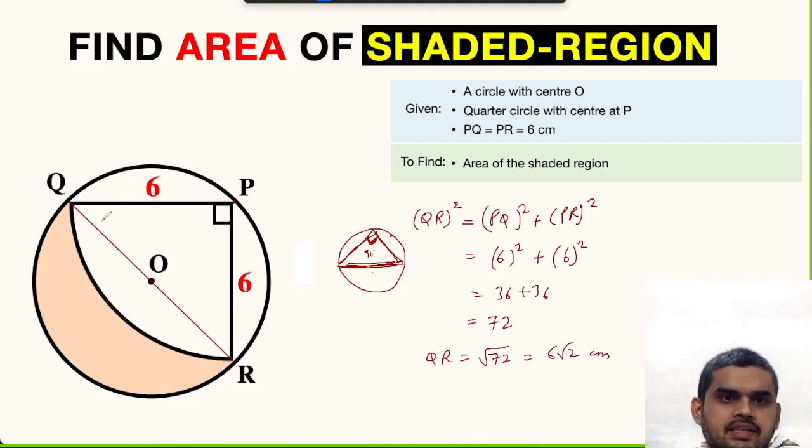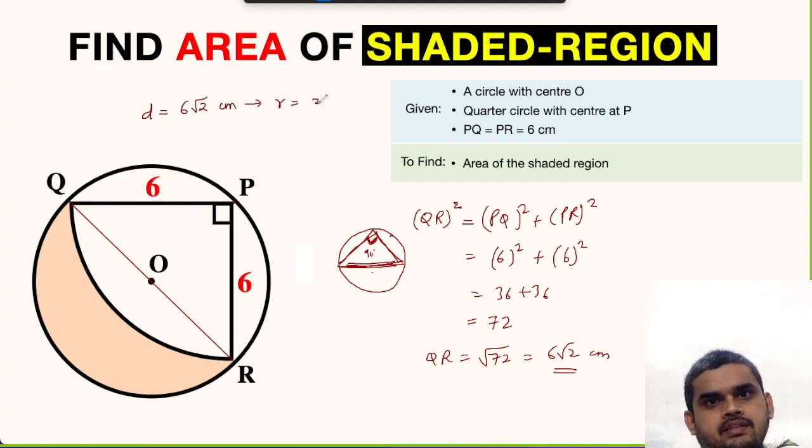So we have found the diameter of this circle, that is 6 root 2 centimeter. Let us write here: diameter of the circle is 6 root 2 centimeter. So the radius will be 3 root 2 centimeter, and let us clean this entire thing.